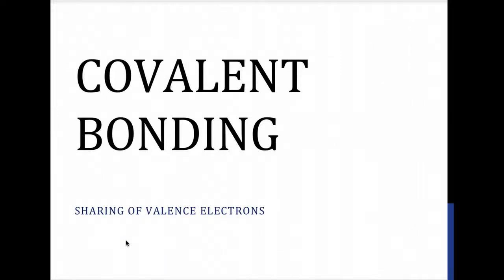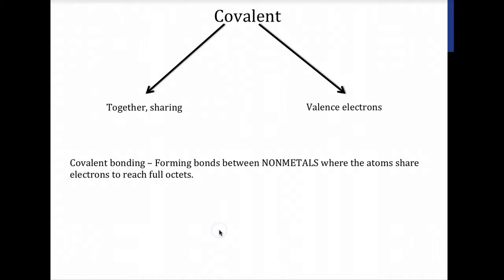Okay, we're going to move into the next type of bonding that we're going to talk about, and that's covalent bonding. And this is the sharing of valence electrons. So let's look at the word covalent. Co. Well, if we look up co on the internet in some type of dictionary, we're going to see that co means together or sharing. And valent, the root word valent, refers to valence electrons.